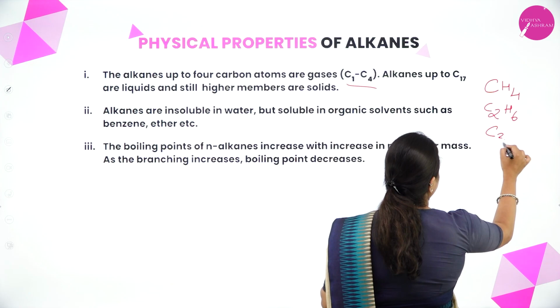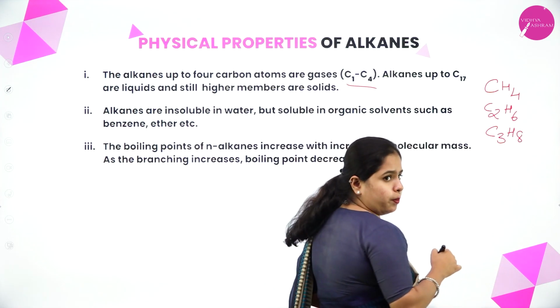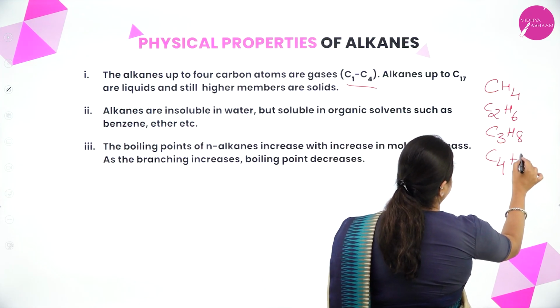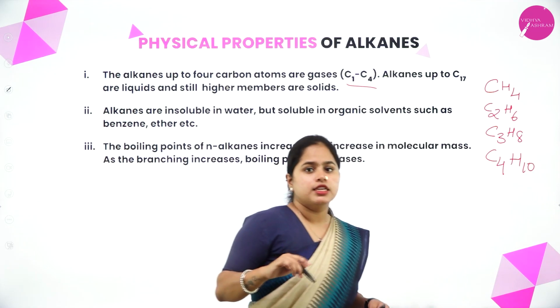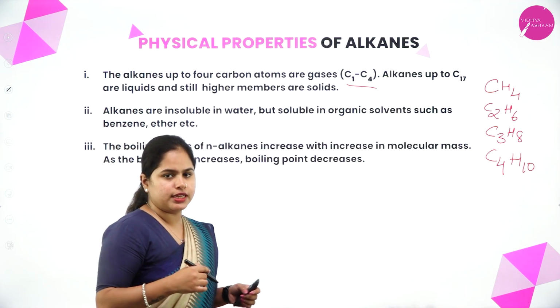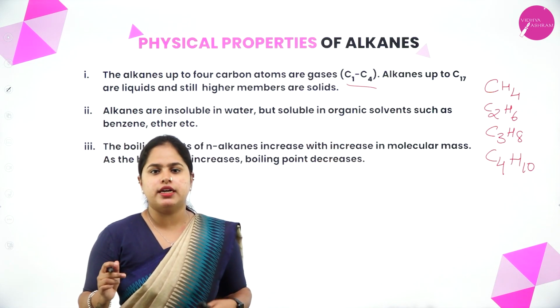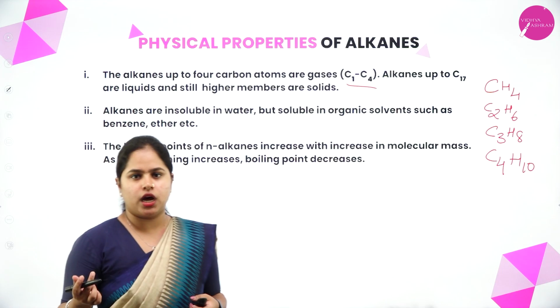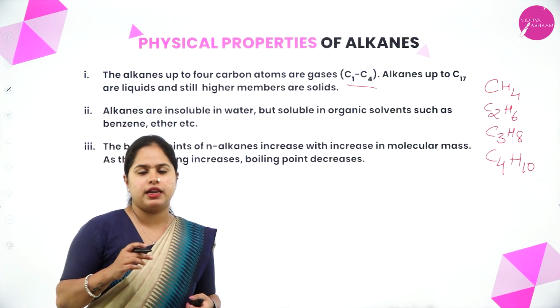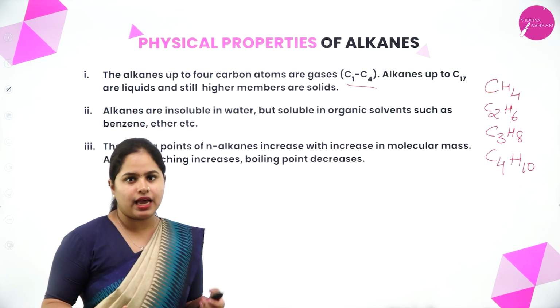Then you have C3H8, that is propane, and C4H10, right? So these are the first 4 carbon atoms. That is what is written here, C1 to C4. The alkanes containing 1 carbon atom to 4 carbon atoms are the lower members of alkanes. So they exist as gases.